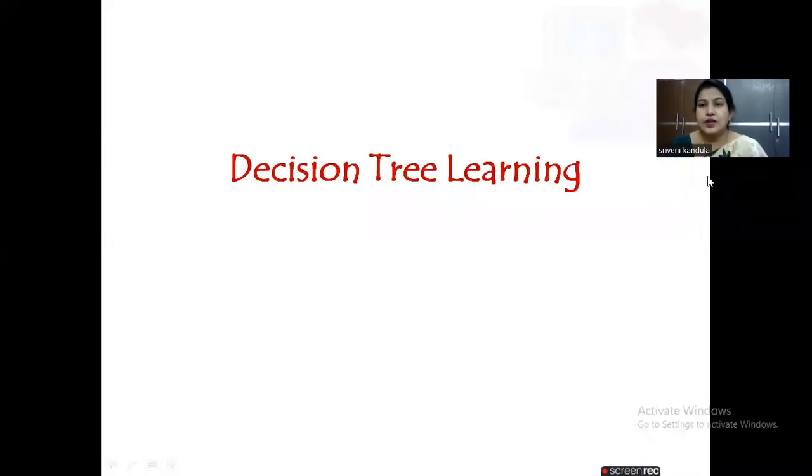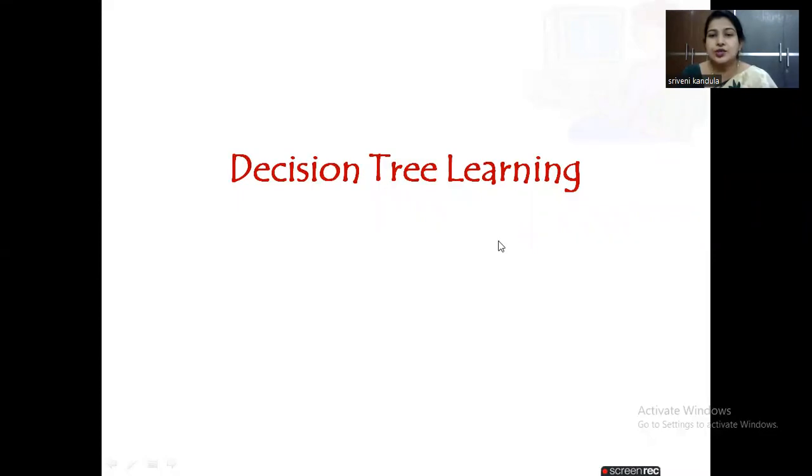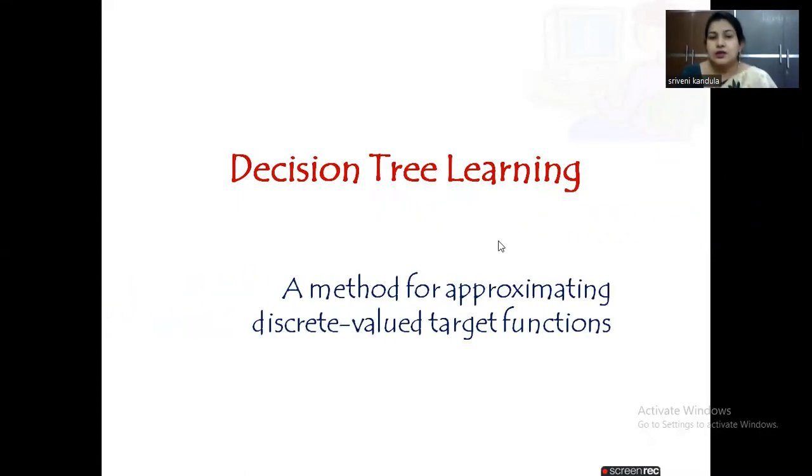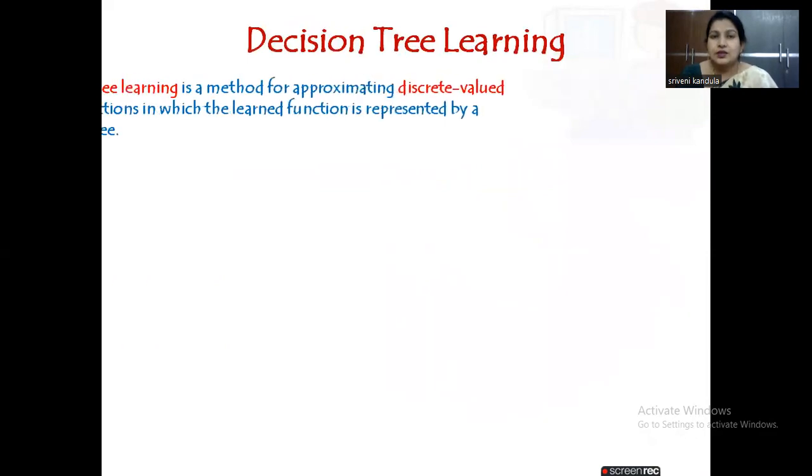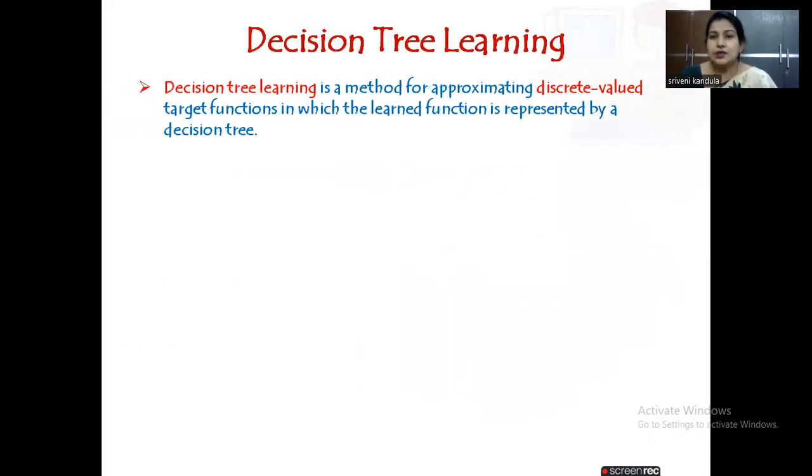Good morning, everyone. Let us discuss decision tree learning. This is a method for approximating discrete value target functions. Let us get into the details. Decision tree learning is a method for approximating discrete value target functions in which the learned function is represented by a decision tree. Okay. So whatever solution we are obtaining, we are expressing as a decision tree.